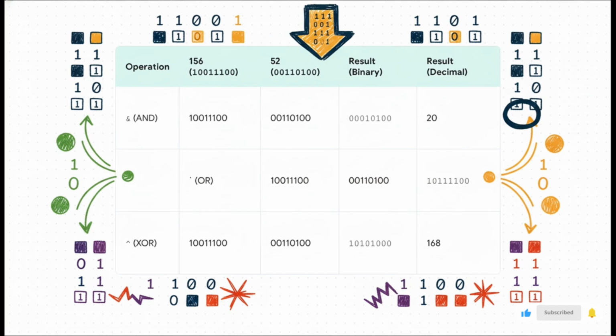Look at the AND operator. It looks at each vertical column of bits, one by one. If, and only if, both bits in that column are a 1, then the result for that column is a 1. Otherwise, it's 0. The OR operator is a bit more generous. It gives a 1 if either bit is a 1. And then there's XOR, or exclusive OR. It gives you a 1 only if the 2 bits are different.